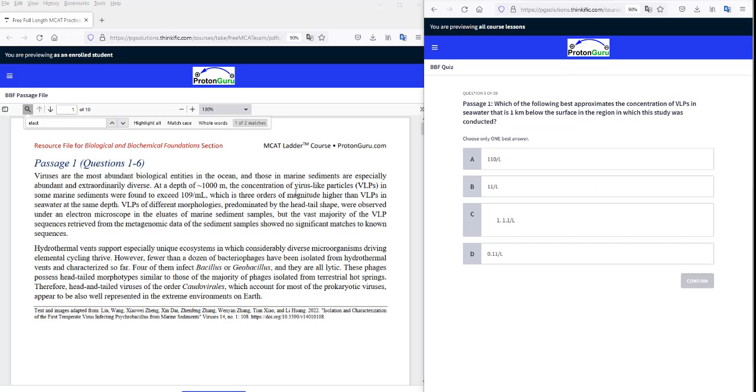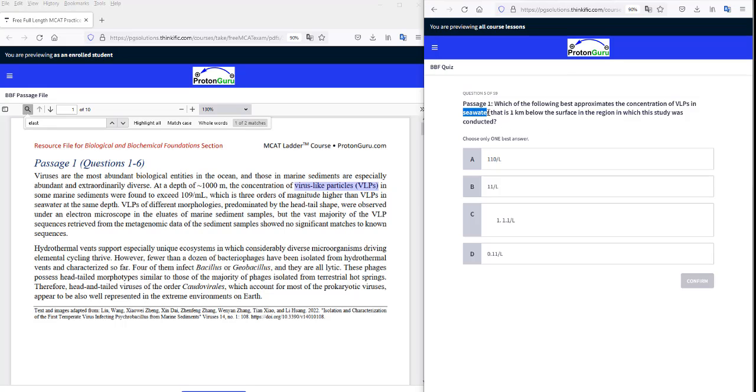Our fifth question asks which of the following best approximates the concentration of VLPs in seawater that is 1 kilometer below the surface in the region in which this study was conducted. Well, we have to know what VLPs are. This is not an abbreviation that we had to study ahead of time for the MCAT, but it is given in the passage. So we see, okay, they're talking about the virus-like particles in seawater.